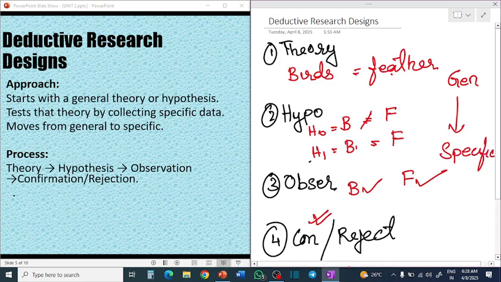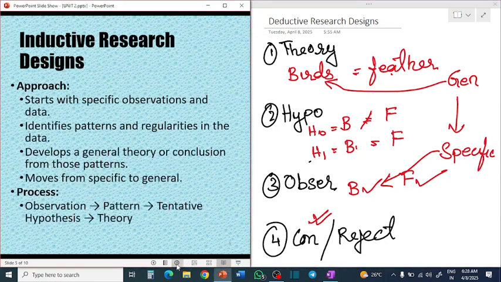What is the general statement? The general statement is all birds have feathers, and in specific we have observed one of the birds and each of the birds, whether they have feathers or not. So this is known as deductive research design. Next, we will go on to inductive research design.